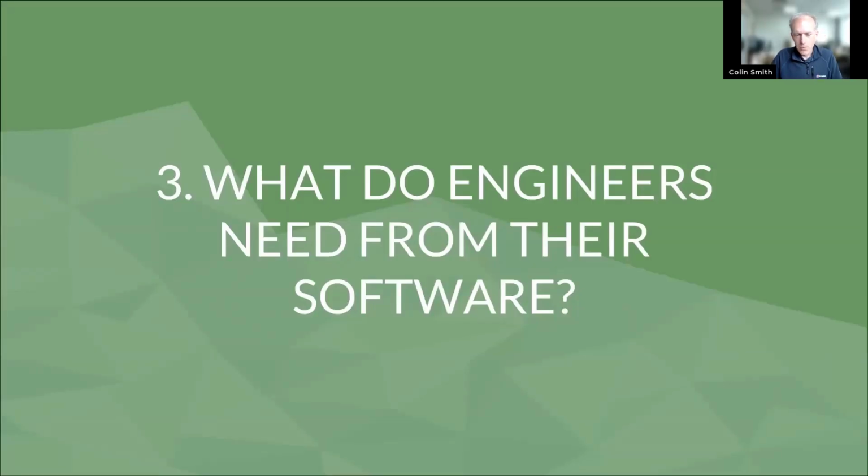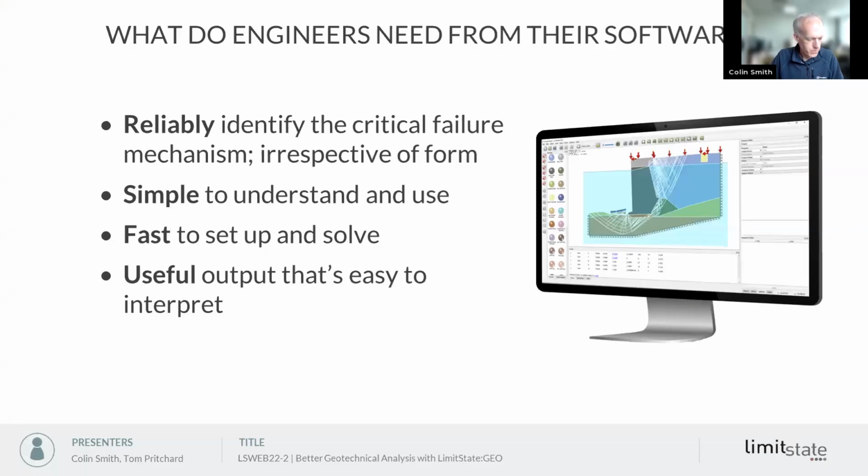So, looking forward, what do engineers need from their software? Well, we'd say we want software that can reliably identify the critical failure mechanism irrespective of form, software that's simple to understand and use, fast to set up and solve, and gives useful output that's easy to interpret. And we'd argue that LimitState GEO provides all of these.